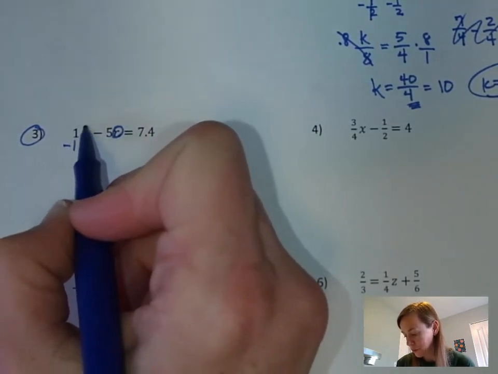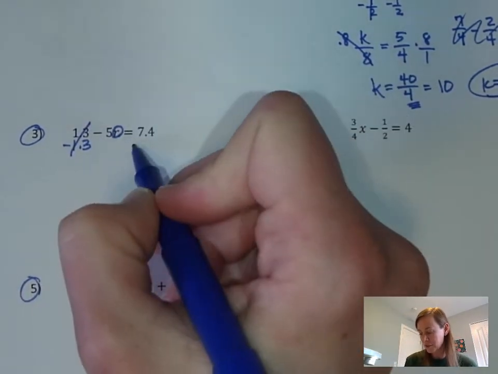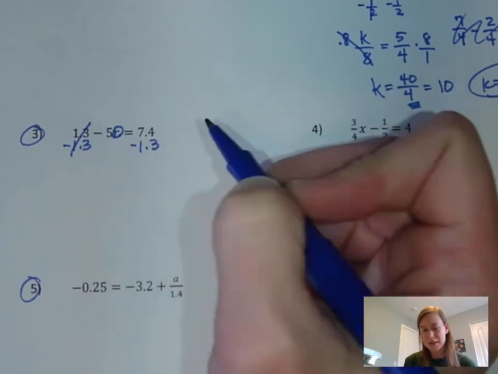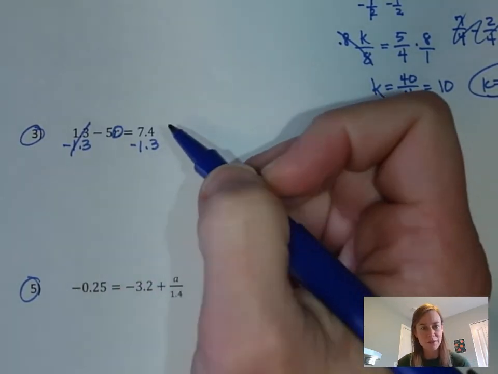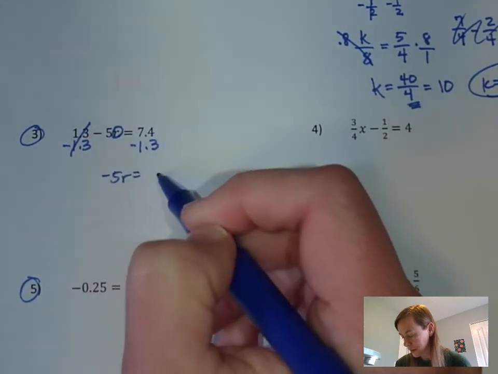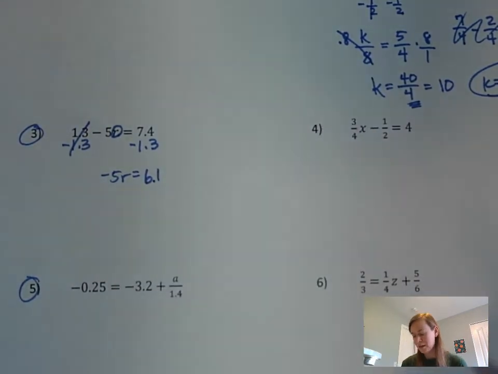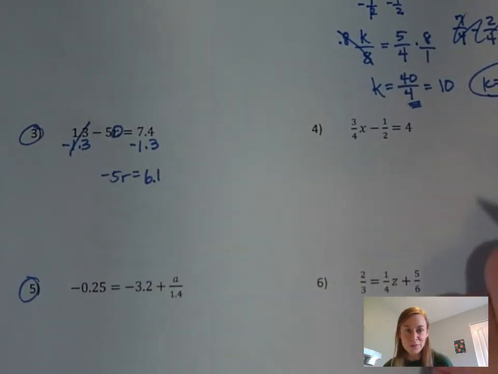Right now we have a positive 1.3. We want to get rid of it by doing a negative 1.3. That's going to just equal 0, so I'm going to cross it out, and we subtract the 1.3 from the other side as well. Now we're left with negative 5r equals 4 minus 3 is 1, 7 minus 1 is 6. So negative 5r equals 6.1.